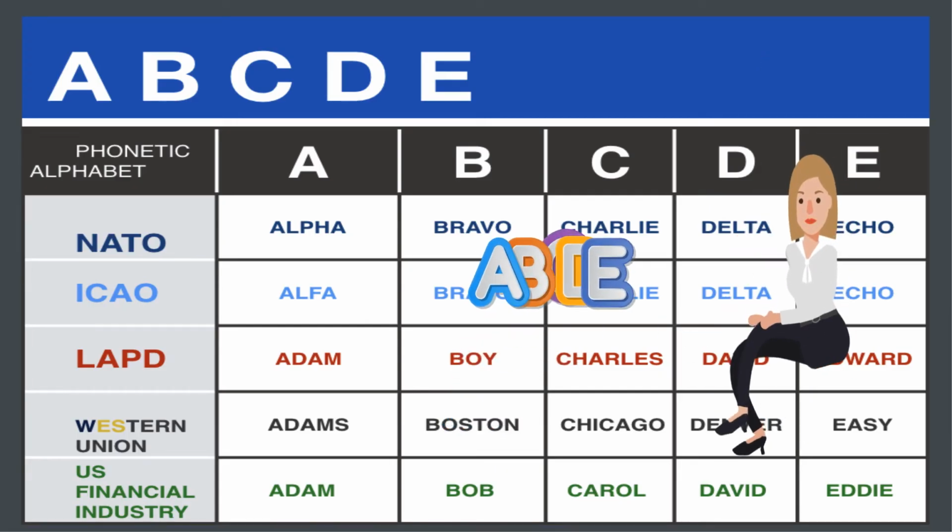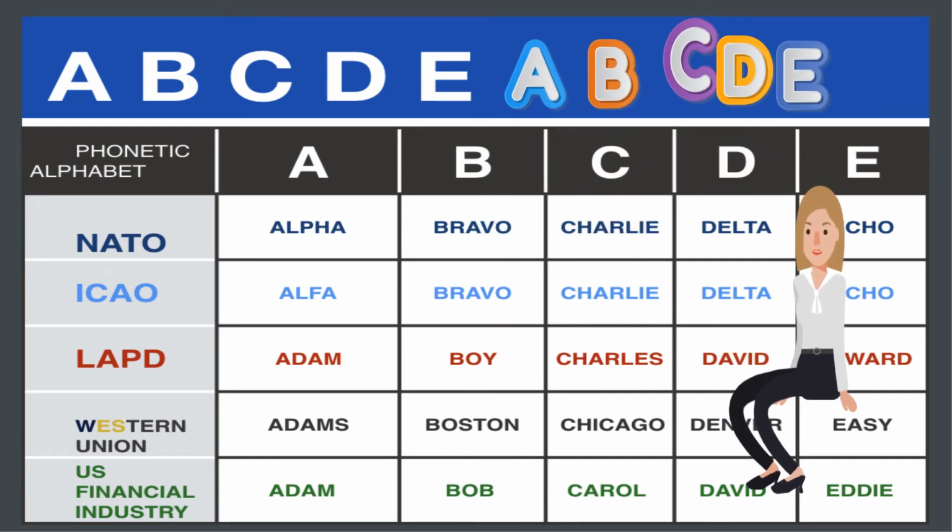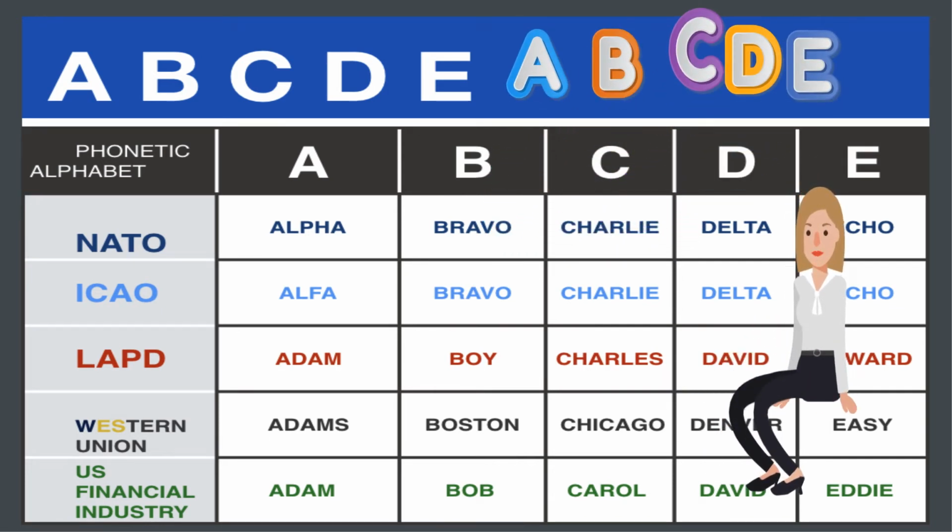Hi guys, let's get started our review by comparison 5 phonetic alphabets. Guys, please look at the vertical column. For example, for the letter A corresponding codes as in the next words: Alpha, atom. For the letter B as in Bravo, Boy, Boston, Bob. For the letter C as in Charlie, Charles, Chicago, Carol. For the letter D as in Delta, David, Denver, David. For the letter E as in Echo, Edward, Easy, Eddie.